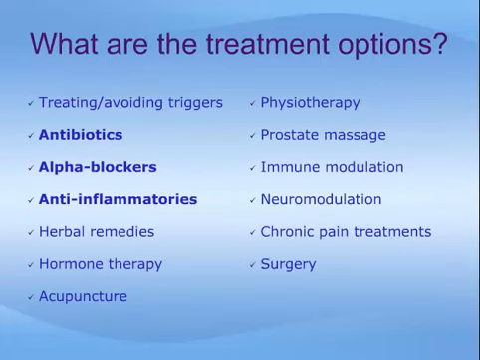There are many treatment options available for chronic prostatitis, as shown on this slide. The mainstay of treatment has been the so-called 3 A's: antibiotics, alpha blockers, and anti-inflammatories. The other items listed here are supplemental therapies. We will review all of this in more detail in the next several slides.